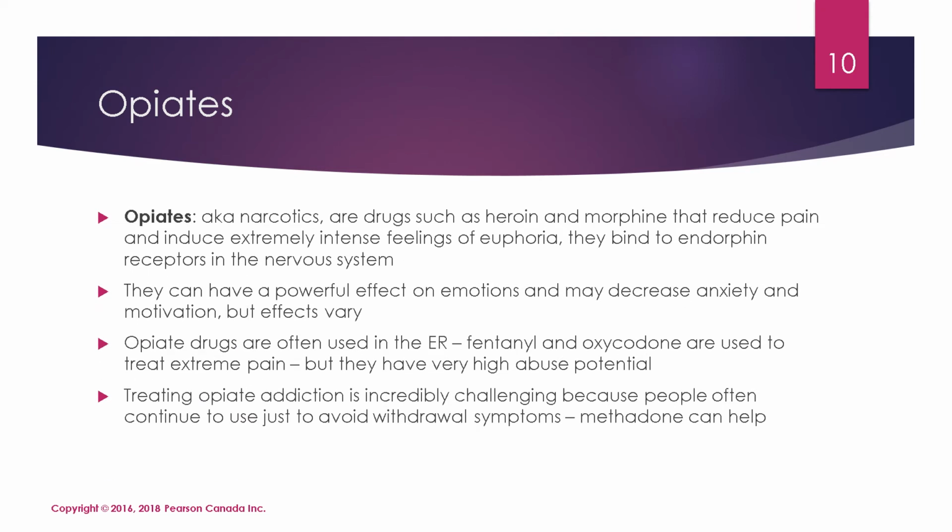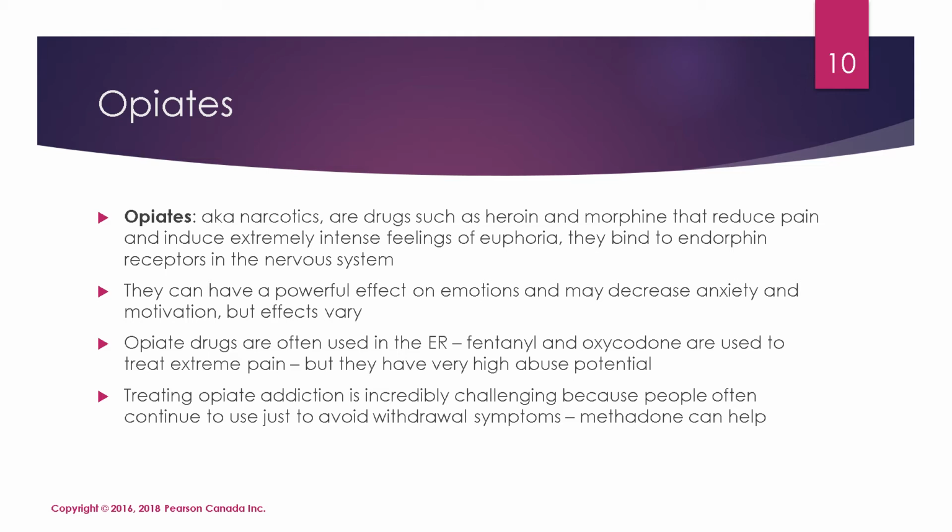Next, we'll talk briefly about opiates. So you've probably heard of opiates. They're also known at times as narcotics. They are drugs such as heroin and morphine that reduce pain and induce extremely intense feelings of euphoria. So they bind to endorphin receptors within the nervous system. Basically, when we talked about different ways in which drugs can impact your nervous system, they're binding to those endorphin receptors and mimicking the effects of naturally produced endorphins within our body. So they can have a very powerful effect on emotions and may decrease anxiety and motivation, but effects vary.